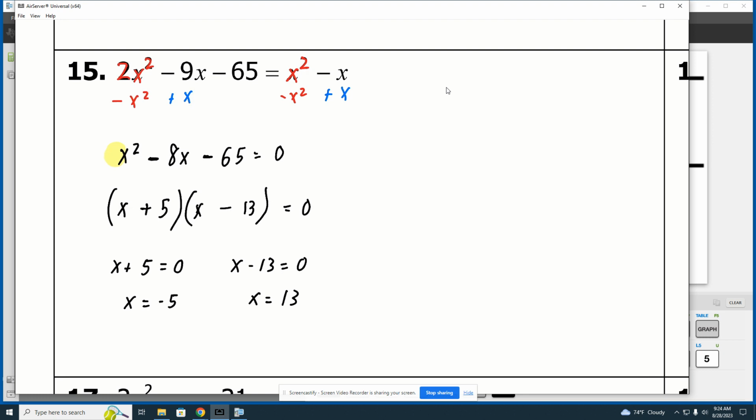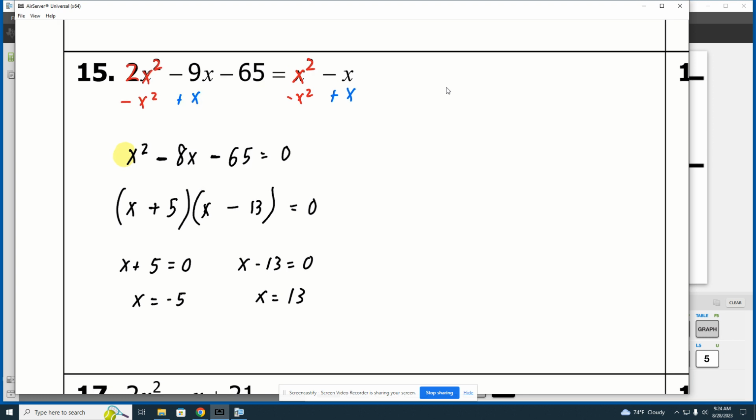I guarantee it, if you graphed it, you would see it crossing the x-axis at negative 5. You wouldn't see it cross at positive 13 because positive 13 is off the graph. Now you can zoom out, and that's where it'll be. All right, last one.